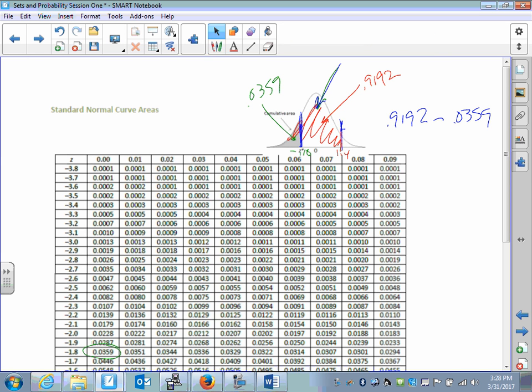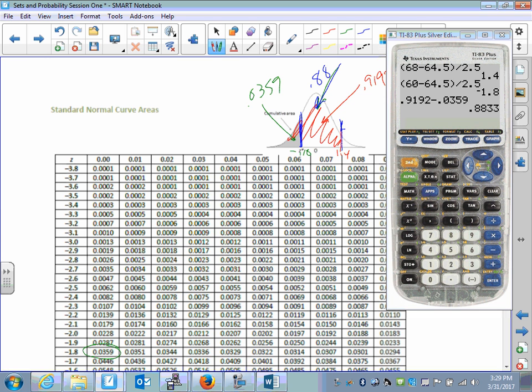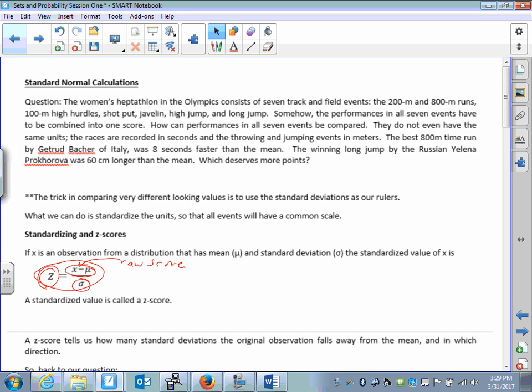And so, I think maybe a calculator is indicated on this one. So we would say 0.9192 minus 0.0359, and we'd get 0.8833. So 88 1/3% of women would fall between, oops, it's over here.